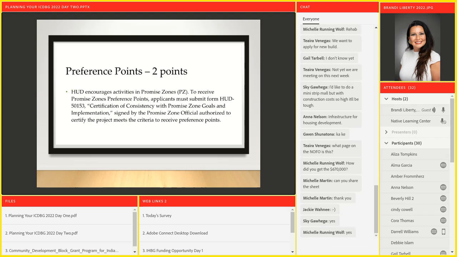As I mentioned, HUD did remove the opportunity zone. So now the only preference points that you could potentially get with this application is 2 points for activities in promise zones. If you are looking to receive promise zone preference points, you must submit a form 50153, certification of consistency with promise zone goals and implementation, signed by a promise zone official authorized to certify that the project meets that criteria.